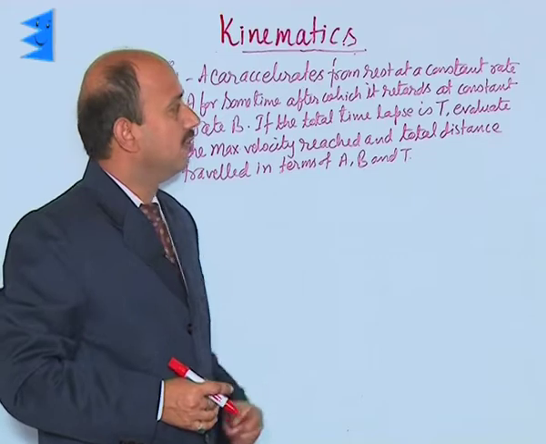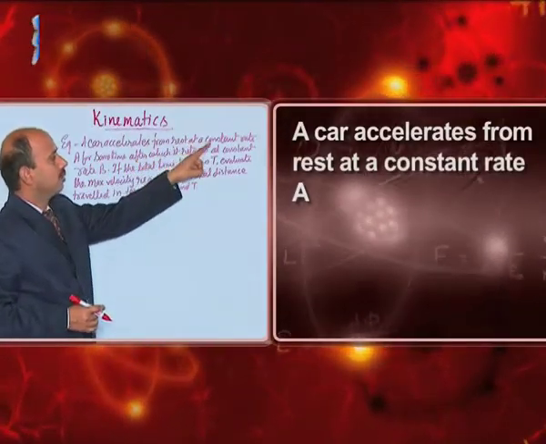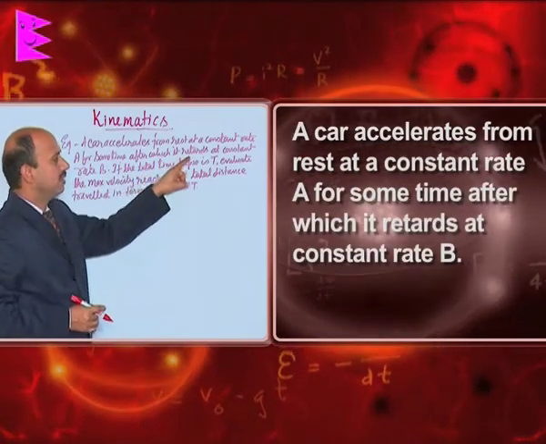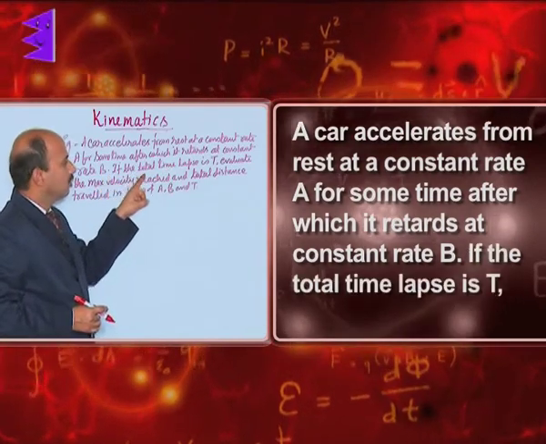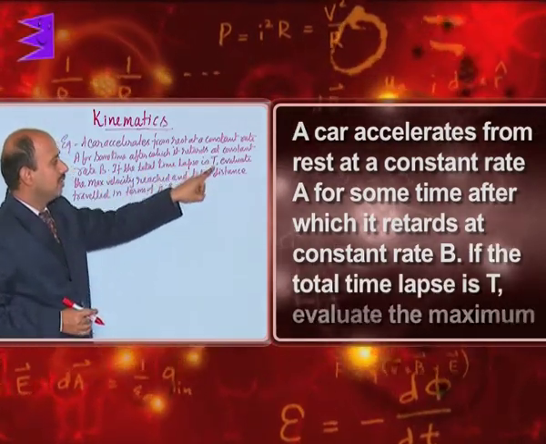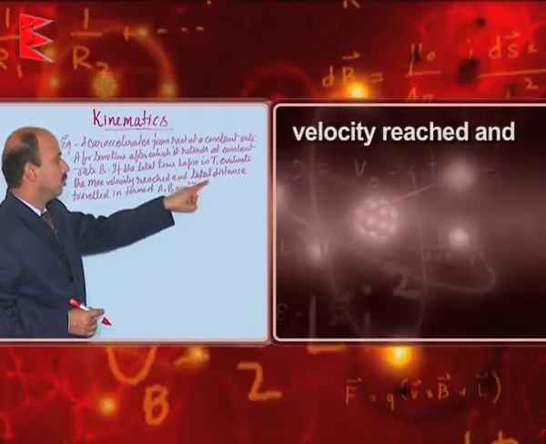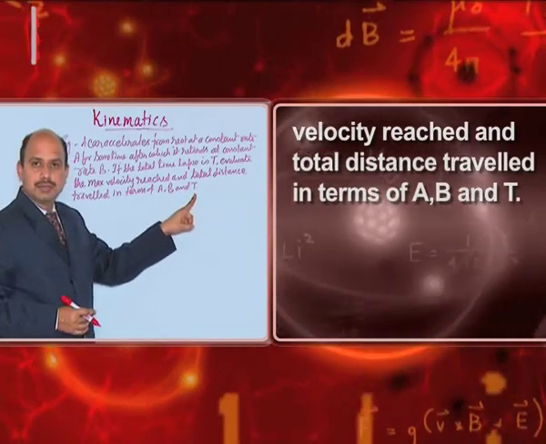So now see next example. In this one, a car accelerates from rest at a constant rate a for some time, after which it retards at constant rate b. If the total time lapse is t, evaluate the maximum velocity reached and the total distance travelled in terms of a, b and t.